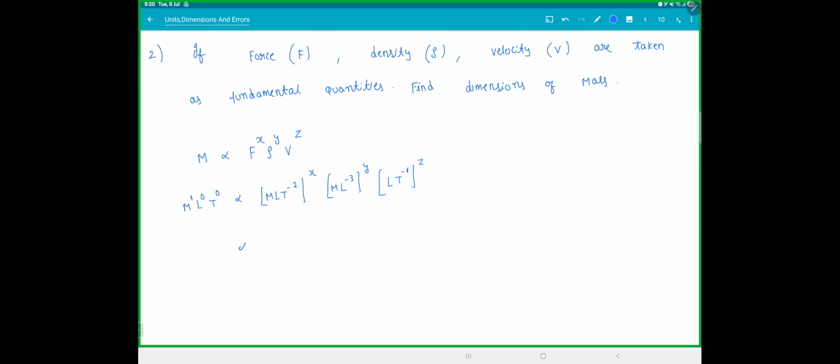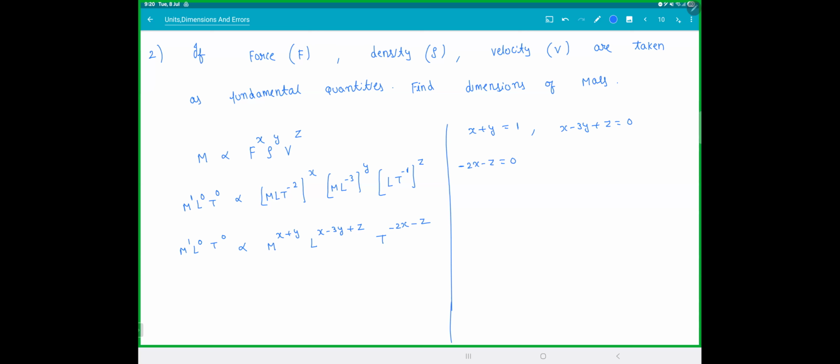So bring all M's together on the right hand side. It will be M power x plus y, L power x minus 3y plus z, T power minus 2x minus z. I hope these are right. Check it out. This is M power 1, L power 0, and T power 0. Perfect. So when you compare the equations, we have x plus y is equal to 1, x minus 3y plus z is equal to 0, minus 2x minus z is equal to 0.